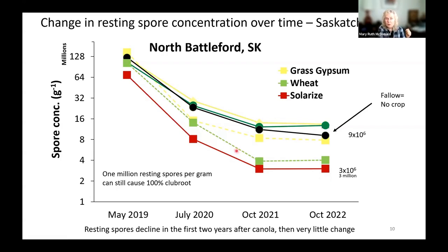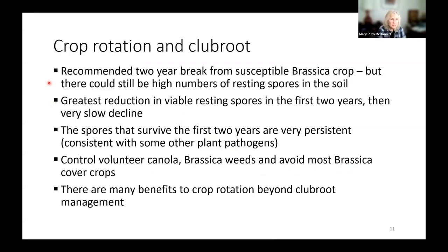But this decline over the first 2 years is interesting, and then there's really very little change from 2 to 6 years after that. So that's where the recommendation for the 2-year break comes from. We see that decline in the first 2 years. So you can understand where the 5 to 7 came from, because you can still have resting spores over 5 to 7 years. But waiting that extra time isn't really going to produce much of a difference.